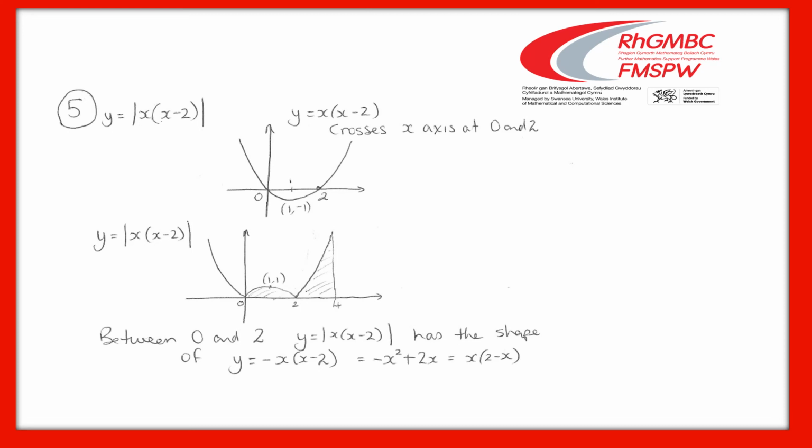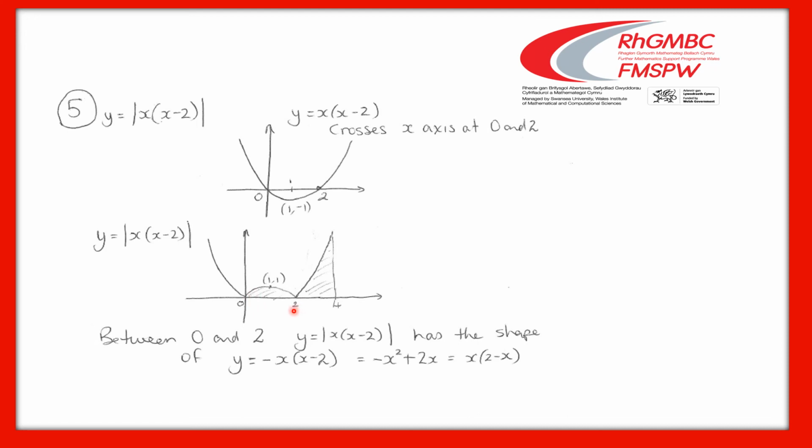Then below it we have the modulus of x times x minus 2, where, as we talked before, this means that everything that was negative would then be reflected, if you like, on the x-axis, and so becomes positive.